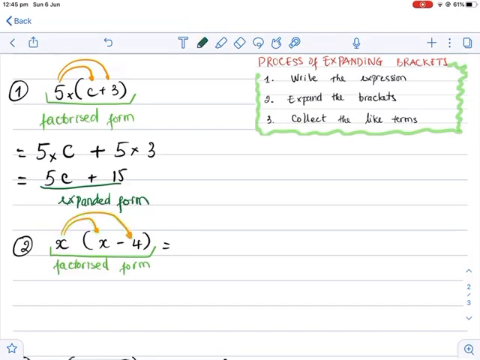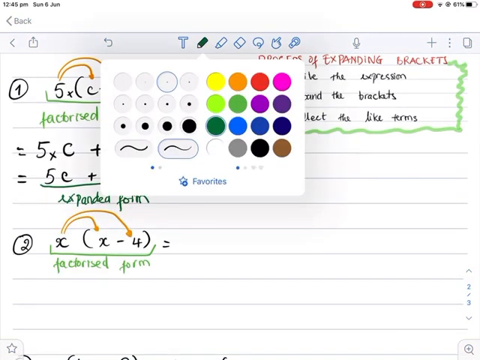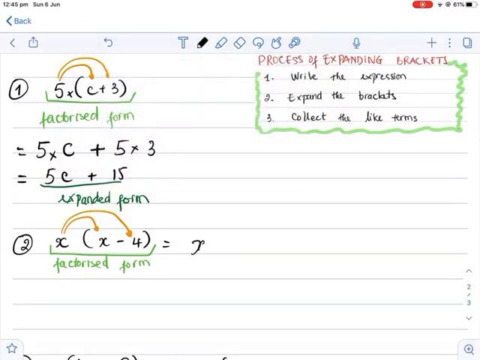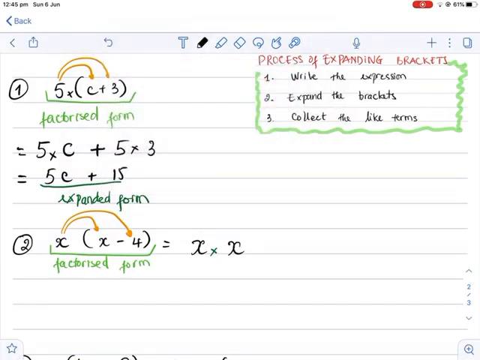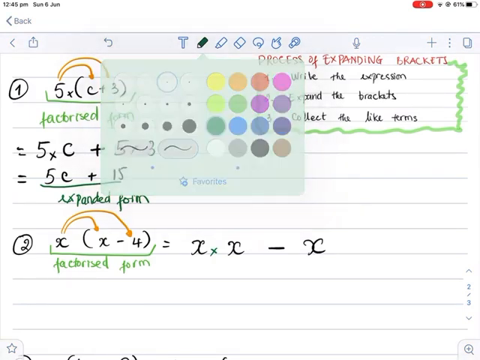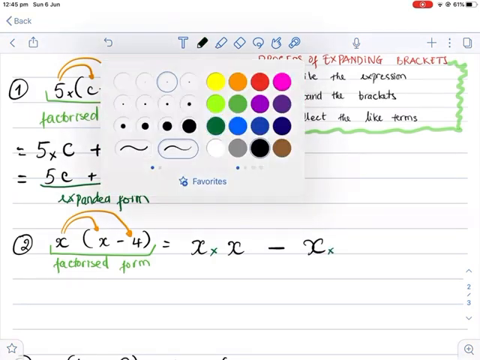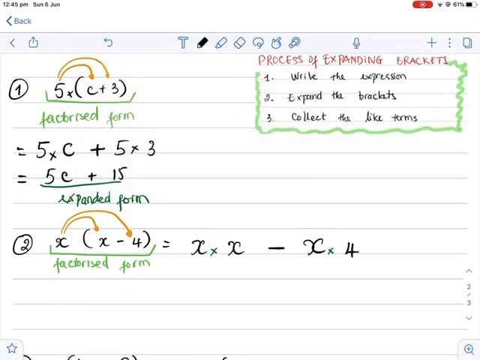Okay, so I'm going to have x times x. I'm going to choose a different color for the multiplication here, otherwise we're going to get mixed up. And then this one is negative, so I'm going to take away x times 4. Okay, so x times x is x squared, and x times 4 is 4x.